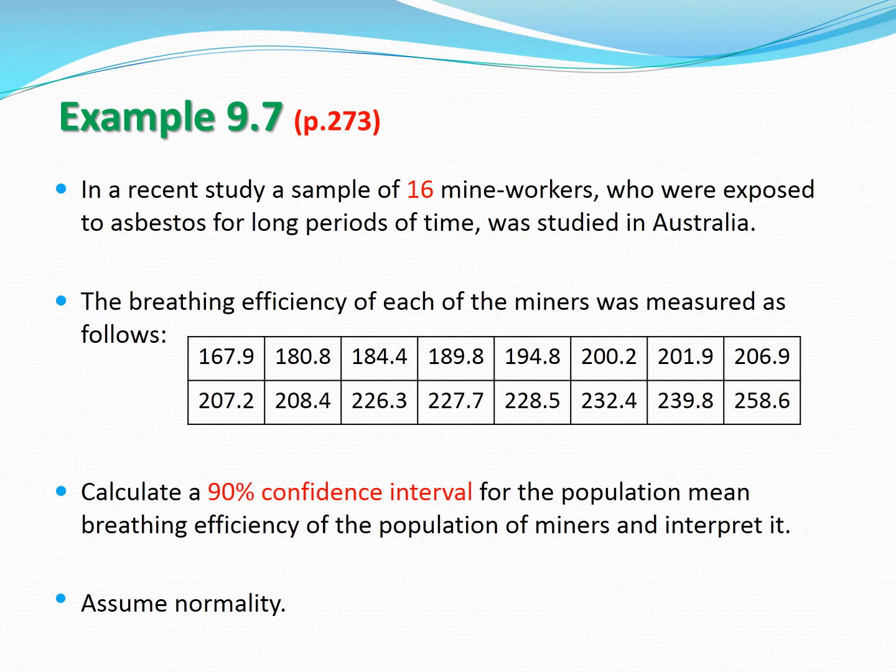In example 9.7 on page 273, they tell you in a recent study a sample of 16 mine workers who were exposed to asbestos for a long period of time was studied in Australia. Then they give you the breathing efficiency for these 16 miners, and they ask you to calculate a 90% confidence interval for the population mean breathing efficiency of the population of miners and to interpret it.